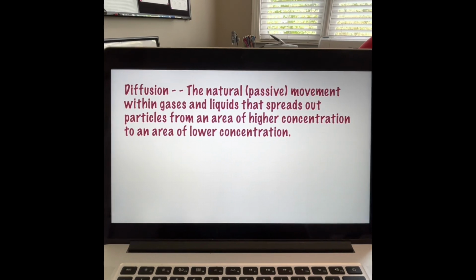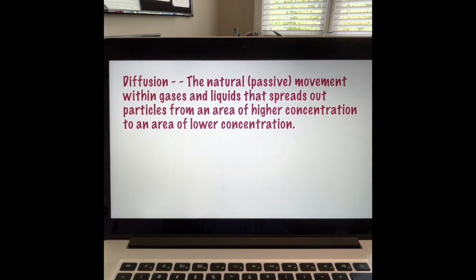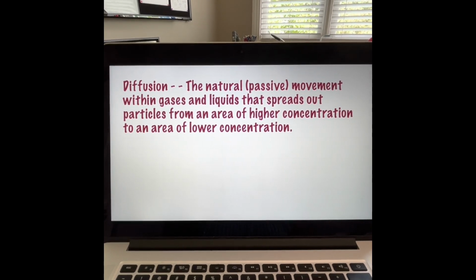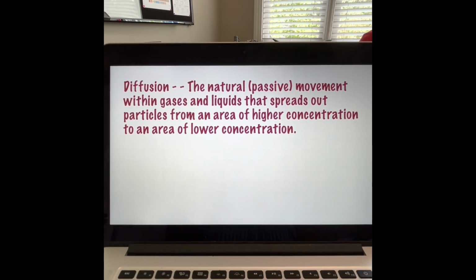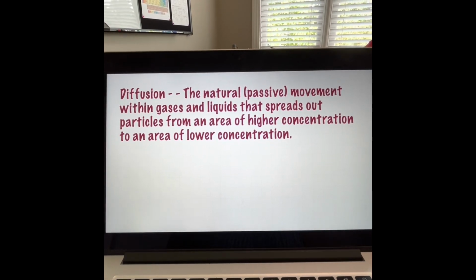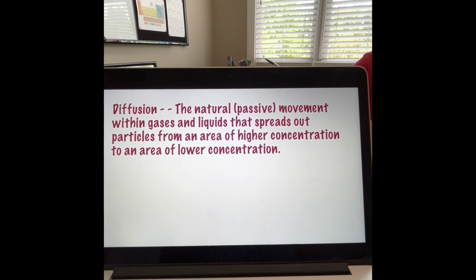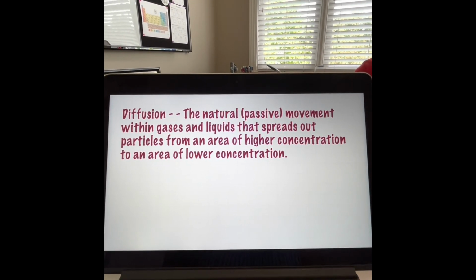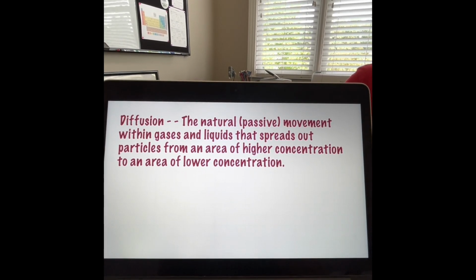The last definition I think we should talk about is diffusion, which is the natural passive movement within gases and liquids that spreads out particles from an area of higher concentration to an area of lower concentration. Diffusion occurs in both liquids and gas particles because both are constantly in motion. Diffusion, however, occurs faster in gases than in liquids.